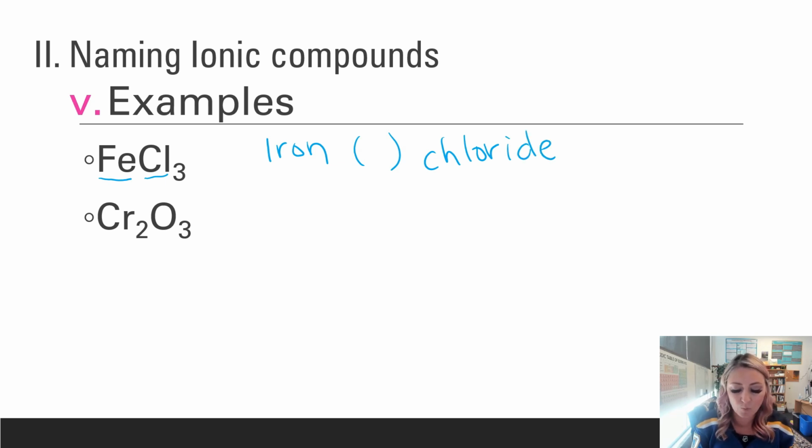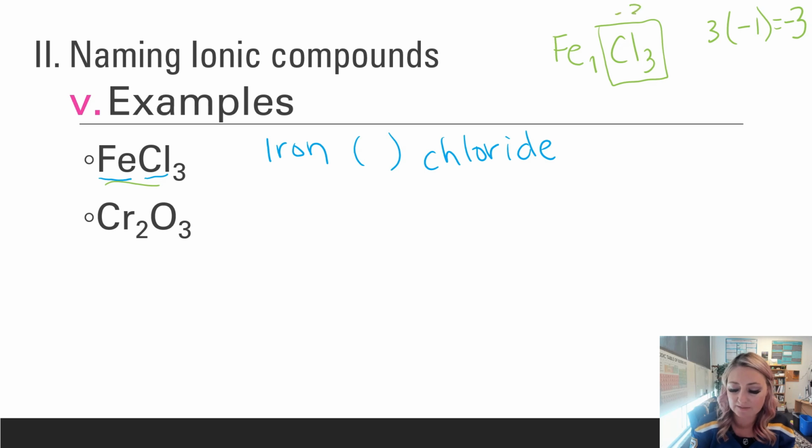Now, to figure out what goes in those parentheses, I'm going to go back to my equation. So there is no number here. There's none at all. That doesn't mean that I have 0 irons. It means I actually have 1. We don't write 1. It's assumed you have at least 1, or you wouldn't write the symbol. So we have 1 of those. We have 3 chlorines. We know chlorine has a -1 charge. So the overall charge of my nonmetal is -3.